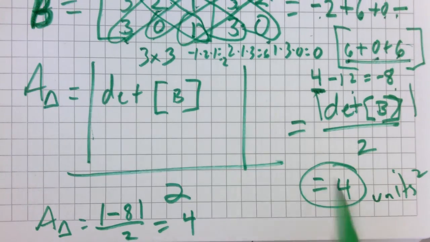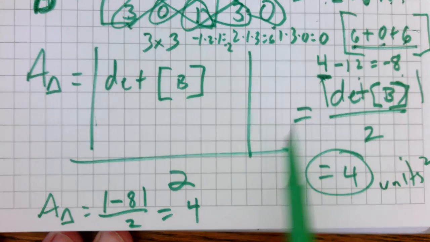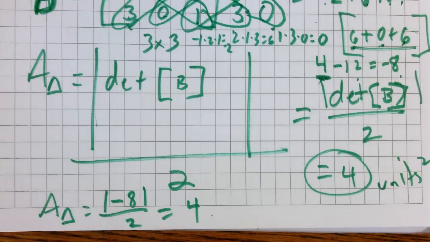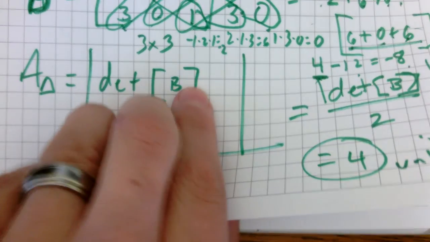So how you find the area is then you divide it by 2, but it has to be positive. That's why I have the absolute value there. So absolute value of -8 divided by 2, which is 4. Okay, and I'll go over another example here.